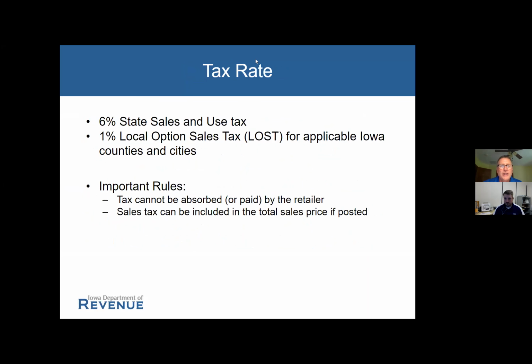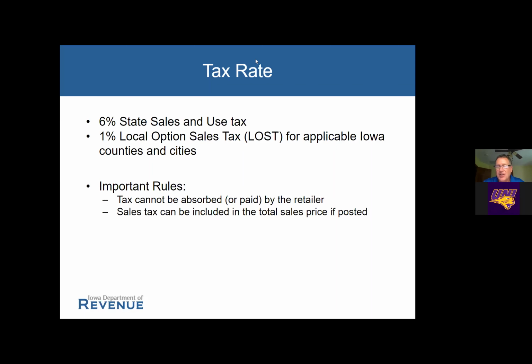All righty. Well, let's just start out real quick with the Iowa sales and use tax. The first thing, the sales and use tax rate for Iowa is 6%. That's our state sales tax rate, our state use tax rate, 6%. For those of you that deal with sales tax, you're probably aware that Iowa has many areas of the state that have an additional 1% local option sales tax. This applies to any communities that do have the local option tax intact. There's a lot of these. There is a list on our website.